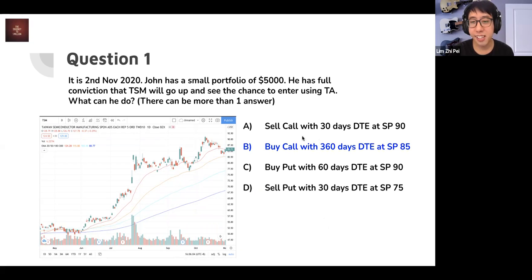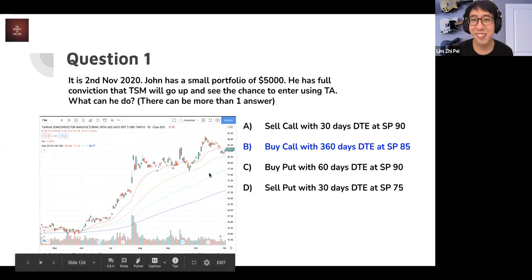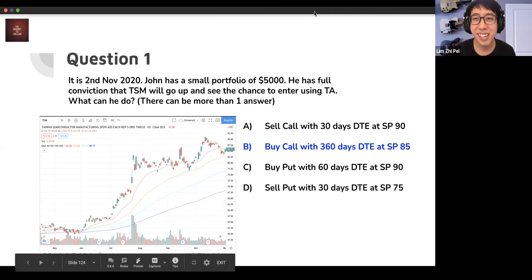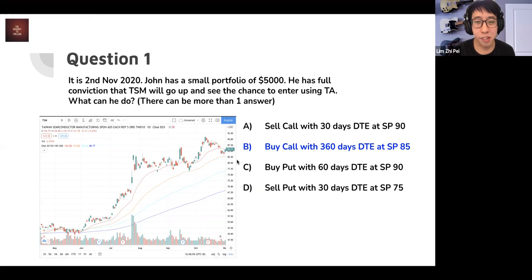Actually, the answer is B only. You know why? This is because John has a small portfolio which only has $5,000. So if he sells a put at 75, then he will need $7,500 cash in hand to do that, which he does not have. So he cannot sell put. So B is the only answer.